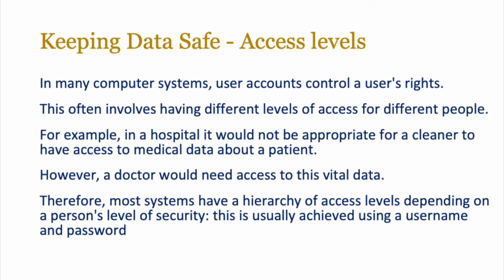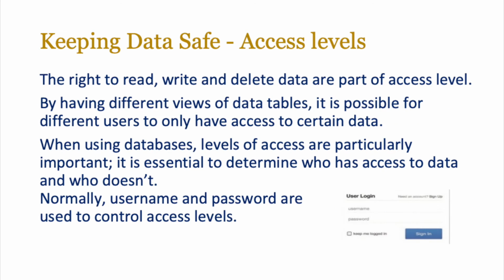Now, in many computer systems, user accounts control a user's rights. This often involves having different levels of access for different people. For example, in a hospital, it would not be appropriate for a cleaner to have access to medical data about patients. A doctor, on the other hand, would need access to this particular data to treat a patient. Therefore, most systems have a hierarchy of access levels, depending on a person's level of security. And this is usually achieved using a username and password. Now, the username will have data connected to it that will show the computer system which data the employee is allowed to access. Normally, these include the right to read, write, and delete data, which are part of access levels.